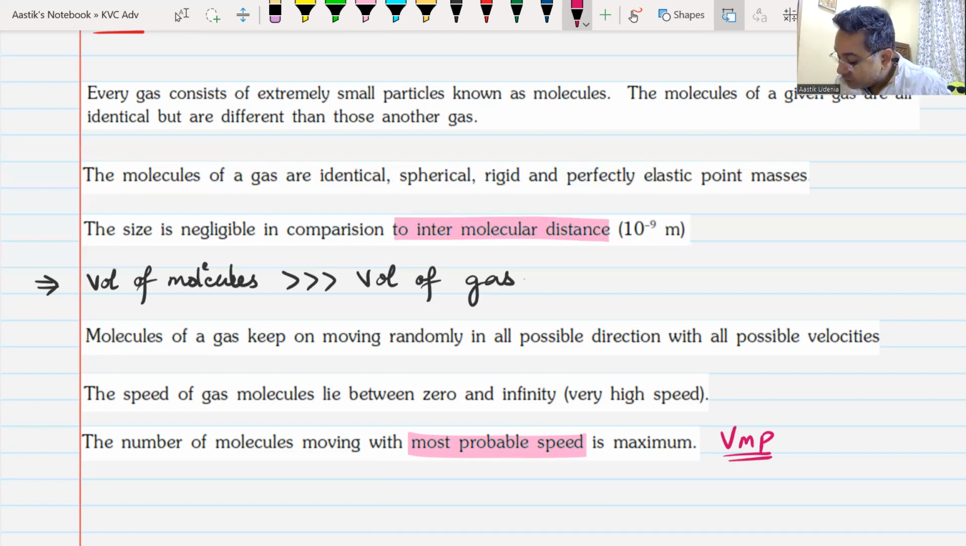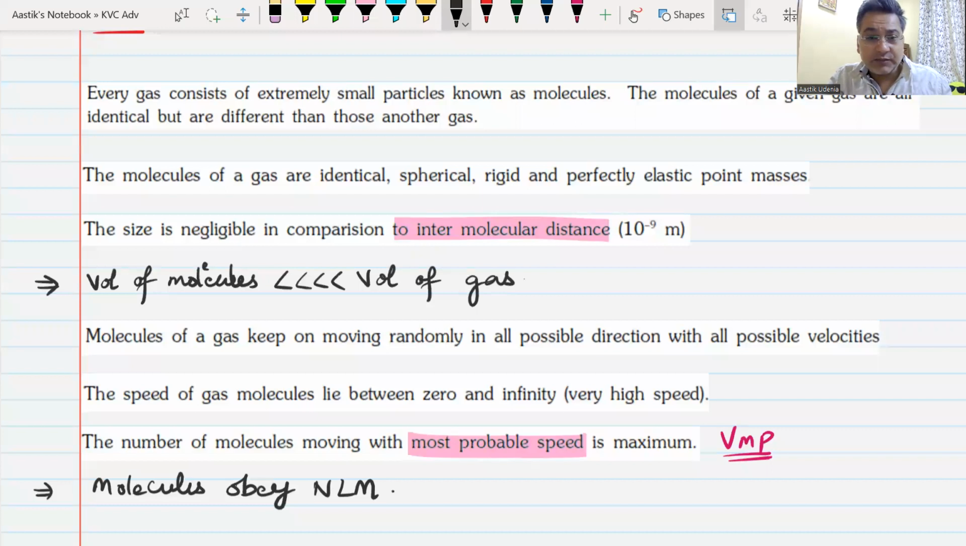While they are moving, these molecules obey Newton's laws of motion. So now I cannot put any other point. Up till now, can you note down all these points? I'll give you 5 minutes to note it down. Then let's move ahead and look for the other postulates. First, listen to me, then I'll give you time so that you can write it down.